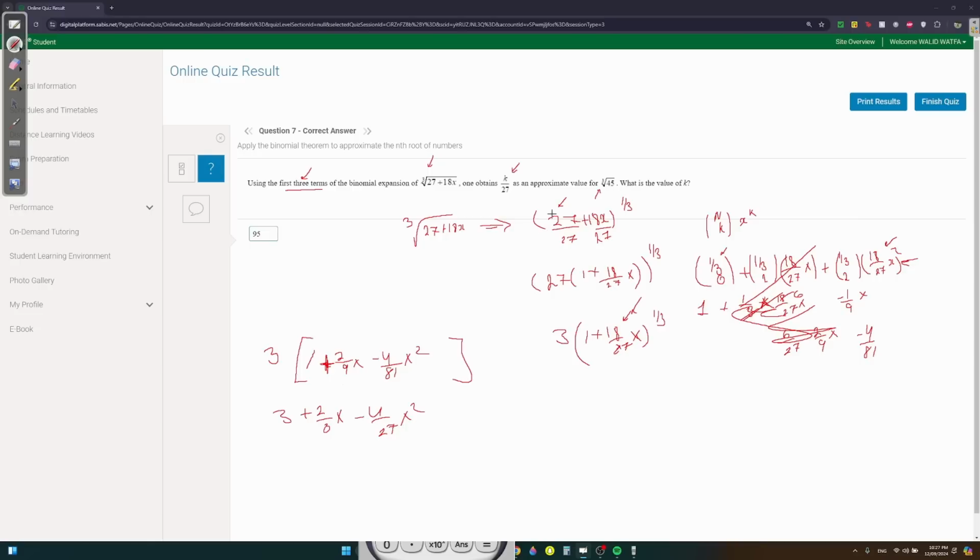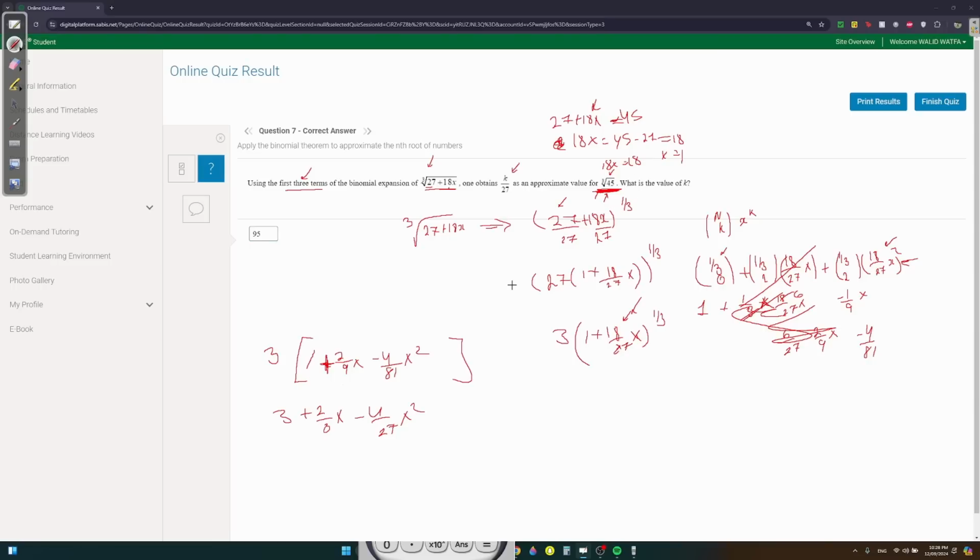Okay, they want us to find the cube root of 45. How are we gonna do that? 27 plus 18x, what's under the radical here? 45. They should somehow be equal to each other. We need to find an x value for which the left side is equal to the right side. 27 plus 18x equals 45. So 18x equals 45 minus 27, which is equal to 18. So 18x is equal to 18, then x is equal to 1.